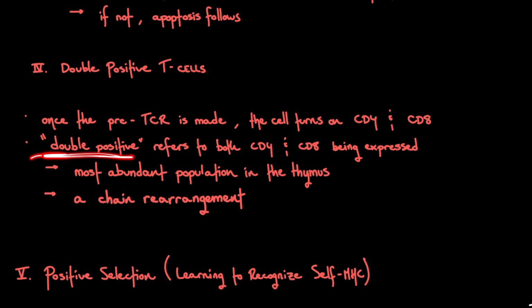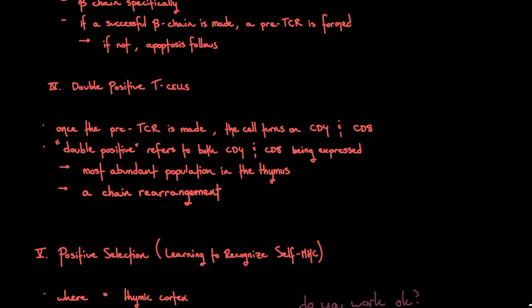Double positive refers to having both of those being expressed. So it's the most abundant population in the thymus. I think that harkens back to my example of the thymus being a site of education, right? That's where you're finding yourself, finding what kind of employment or what kind of things you want to learn. And while you're doing that, you learn a bunch of different things.